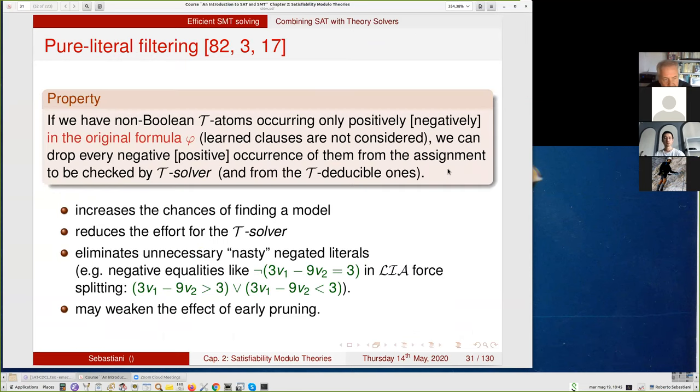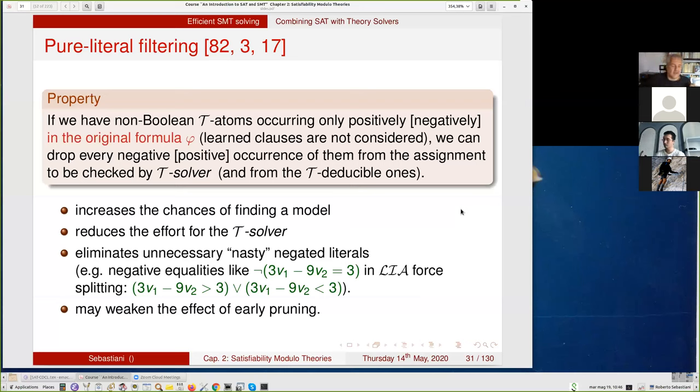Okay, so let's go ahead. There is another trick which may be useful in some situations, called pure literal filtering. Remember what a pure literal is. An atom is pure if it occurs only positively, or only negatively. So substantially, if an atom occurs with only a fixed polarity, this is a pure literal. Okay, remember.